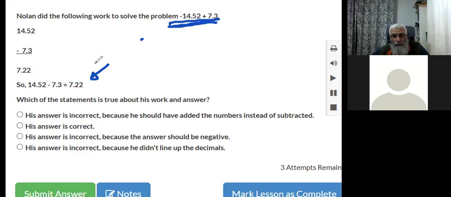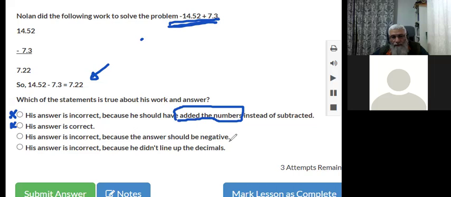His answer is incorrect because he didn't line up the decimals. Did he add the numbers? No, he didn't add, because 14 plus 7 is 21. So number two, his answer is correct. Is his answer correct? No. This one: his answer is incorrect because the answer should be negative.